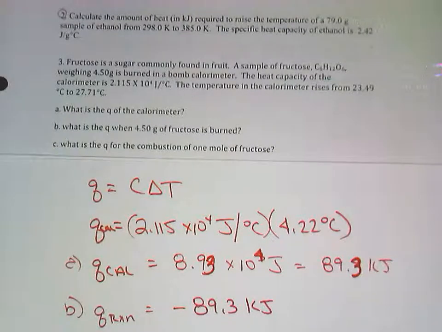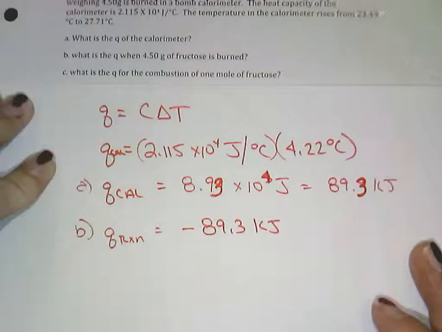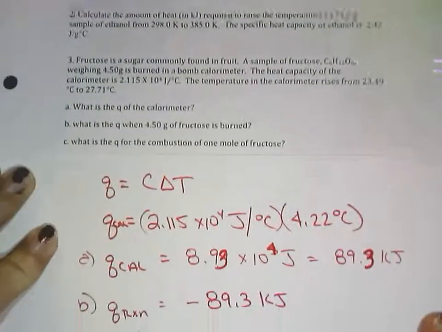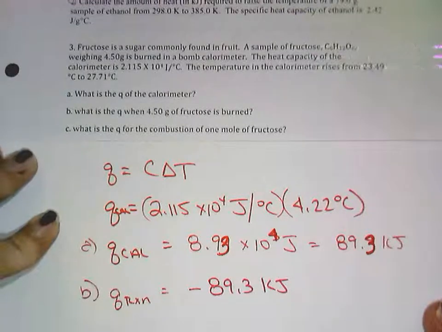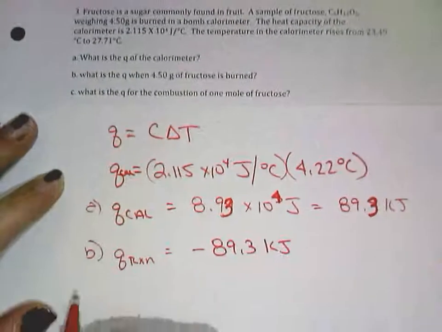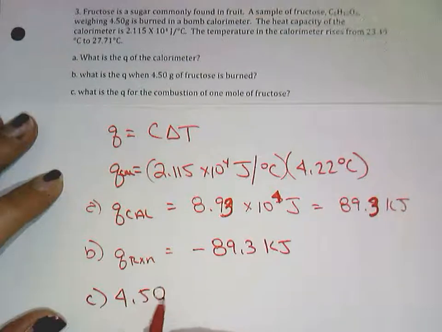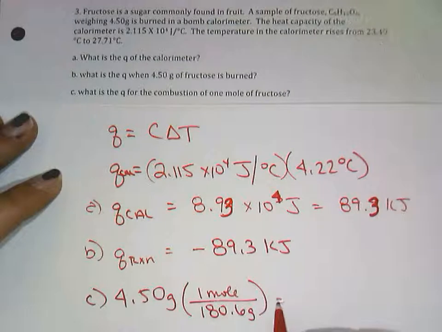All right, so that's A, that's B. So then C asks, what is the Q of combustion for 1 mole of fructose? All right, so did I combust 1 mole? Do you know? You don't know. I combusted 4.5 grams. How do I find out how many moles that is? Convert it. So 4.5 grams. Happens to be fructose and glucose are pretty much the same molecule, so it's still 180. What's that? 4.5 divided by 180.